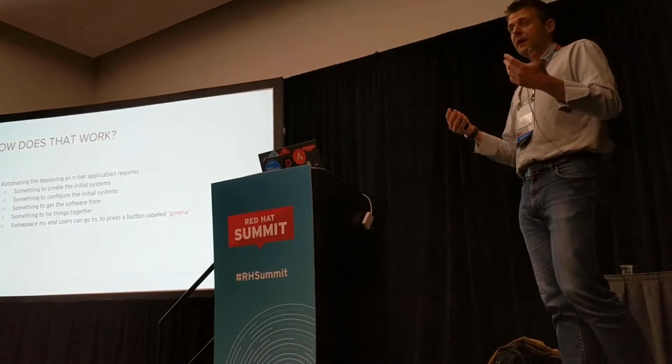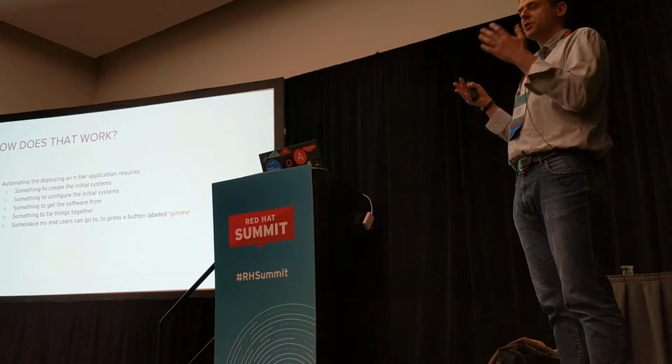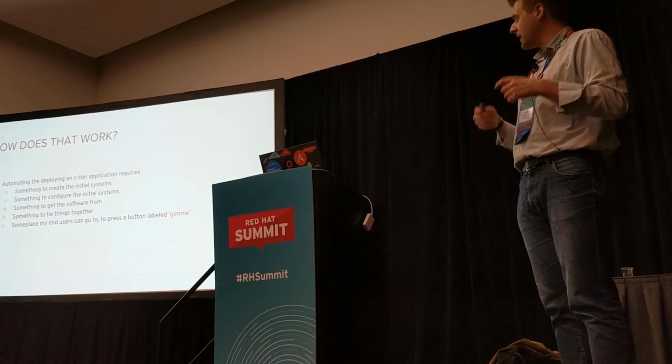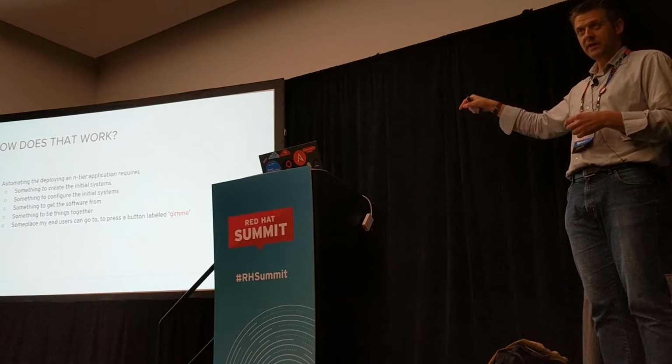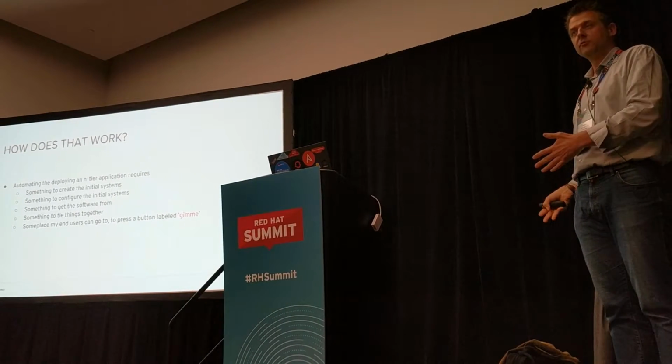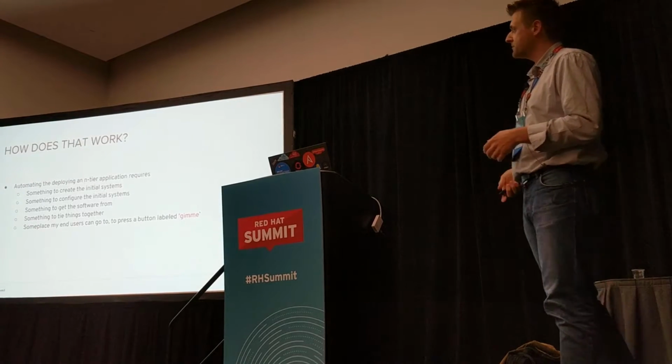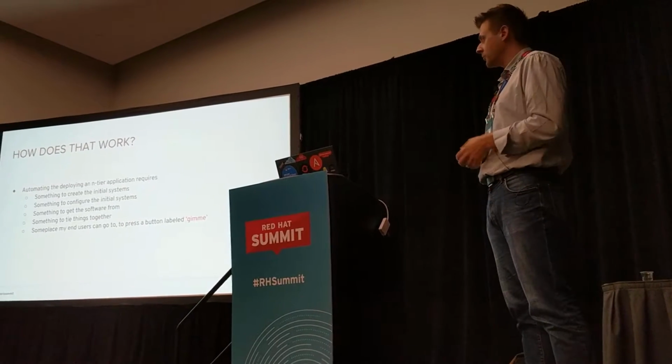And then finally, I want to have this special place, because automation is only half complete if you don't have this last part. I want to have a special place where my users can go to and press a big red button that says gimme, and that deploys their application completely from A to Z. So these are the five things I need to do to create that complete automation.